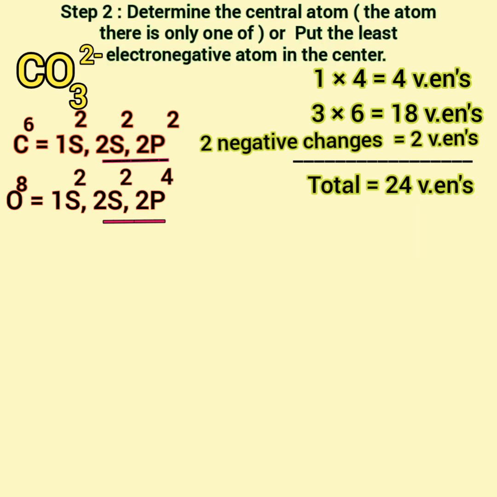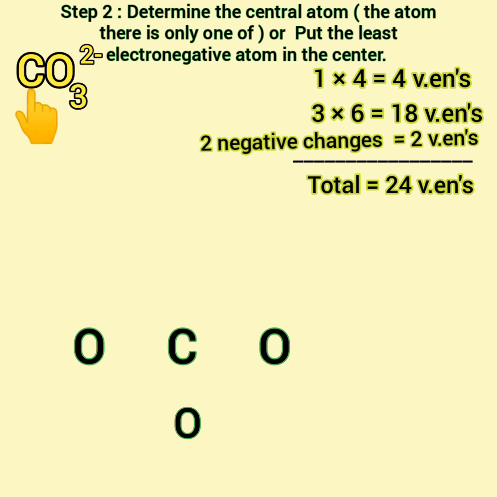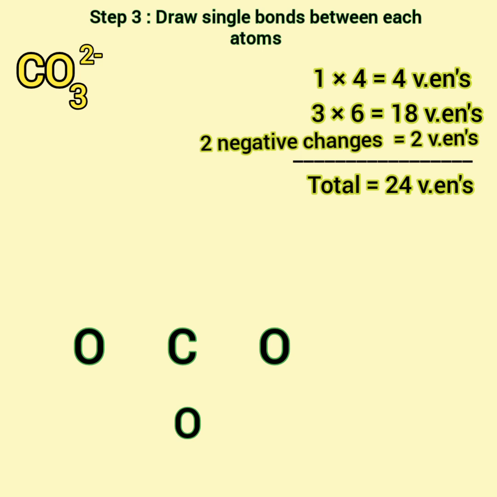Step 2. Determine the central atom. Put the atom there is only one of, or the least electronegative atom, in the center. Here carbon is the central atom because there is only one carbon in this molecule. Also, carbon is less electronegative than oxygen. Step 3. Draw single bonds between each atom.